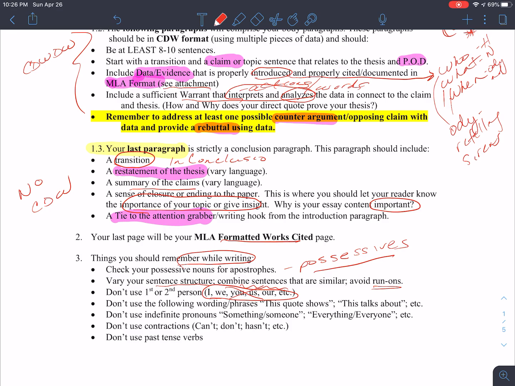I do not want to see this phrase: this quote shows, this data shows, this passage reveals. No. Do not use that phrase. Do not say talks about in your paper.